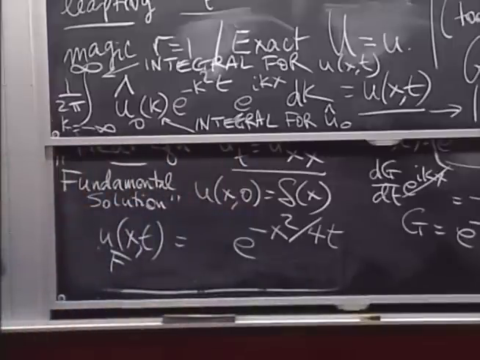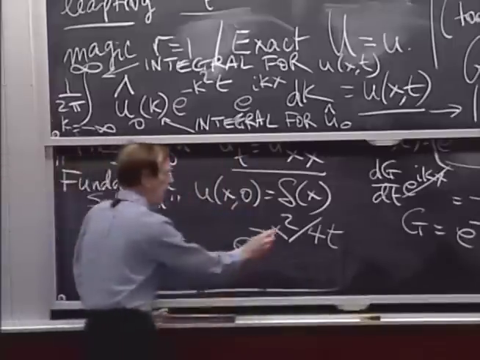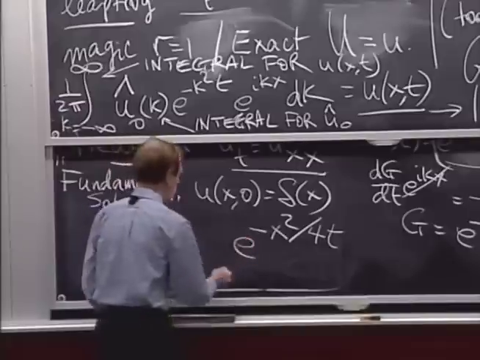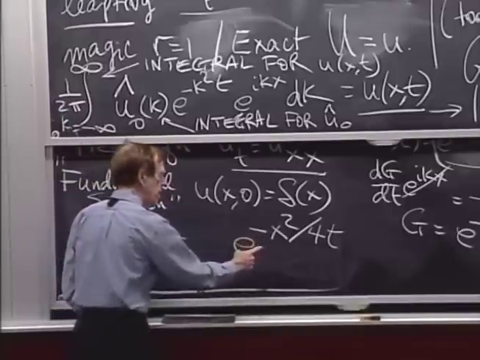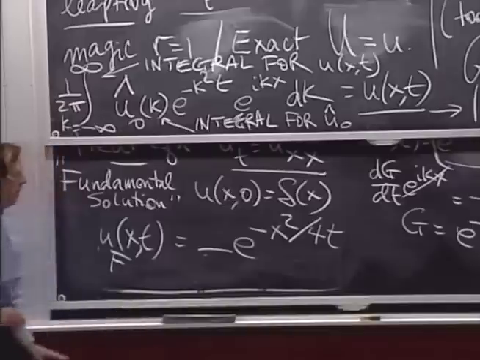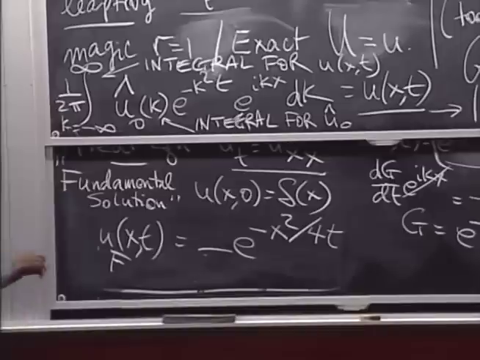That's the key observation. And notice how x squared and t are coming in. It's that ratio x squared to t that's crucial. That's the parameter here. And of course we need to multiply by a constant. And how do I know I need a constant? Because the total heat is conserved.